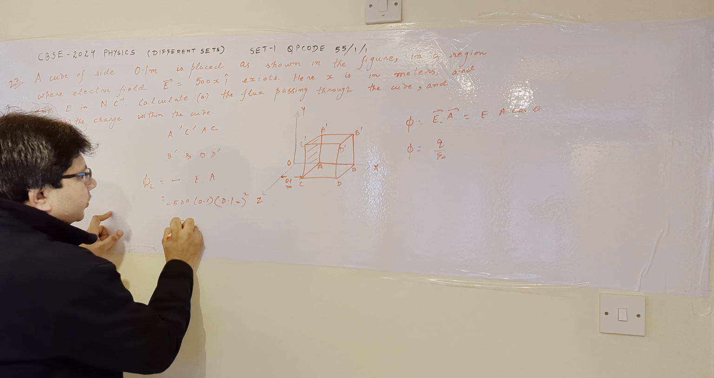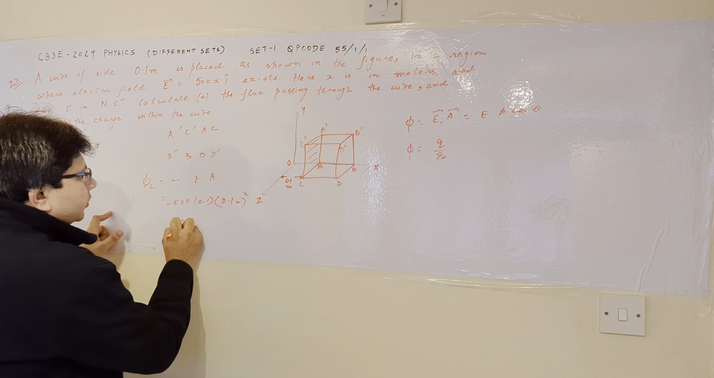In a similar manner, we calculate the flux corresponding to the surface B dash, D dash. This is equal to plus, because E is in the rightward direction, whereas the area vector, which is normal to the area, is also in the rightward direction. So the angle is 0 degrees, and cos 0 is 1, so this is a positive value. So this is E into A.